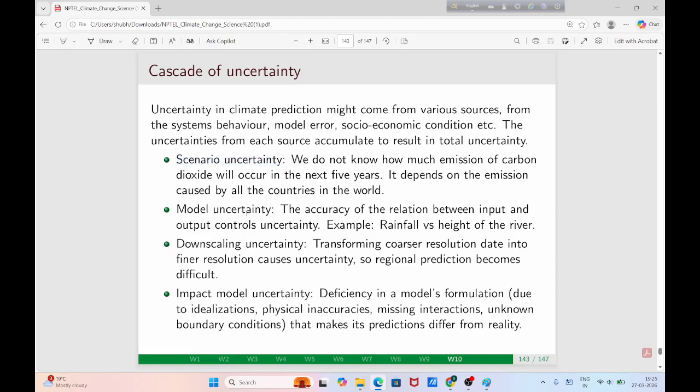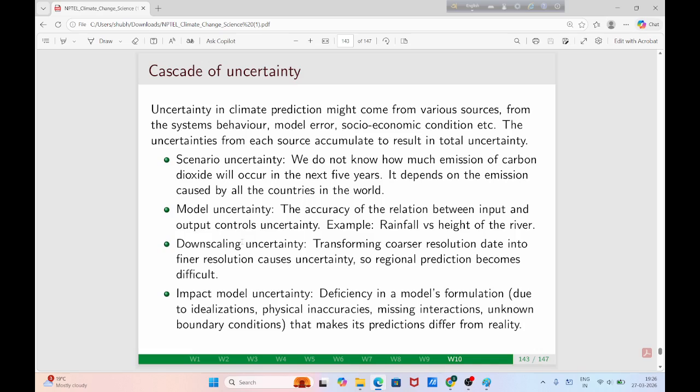Model uncertainty depends on the different models. Accuracy might be high, the accuracy might be low, but models always have uncertainty. For example, rainfall versus height of the river. One model can be good at capturing the height of the river with respect to rainfall, taking into account the absorption of water by the soils or the distribution of water in the nearby areas. Another model can be poorer, where it can just tell that if it rains 5 centimeters, the height of the river will also increase by 5 centimeters. So there are different hierarchies, different qualities of the models.